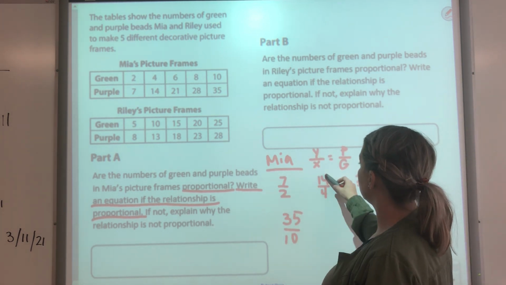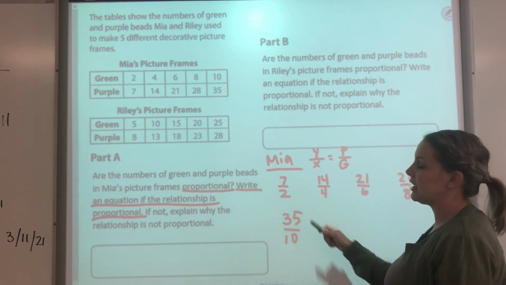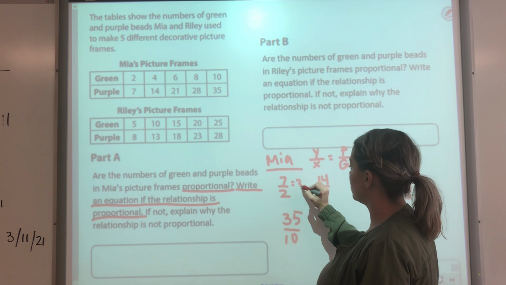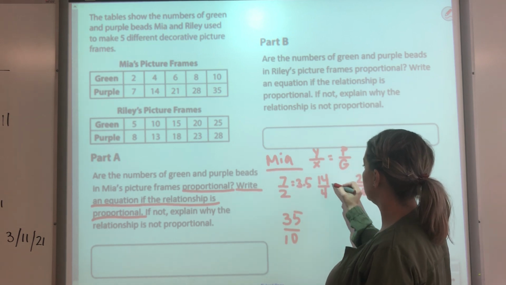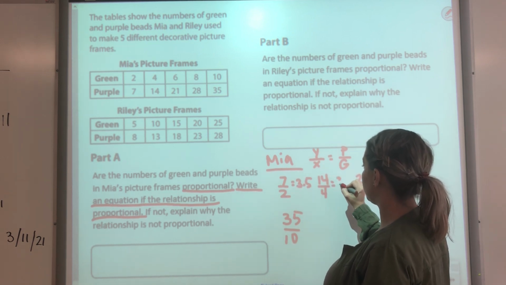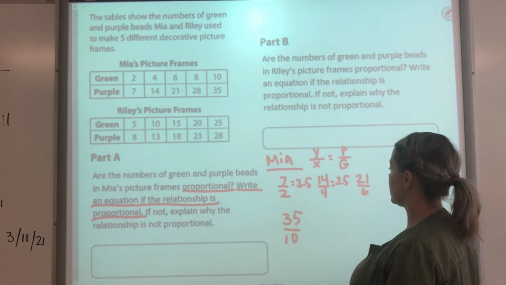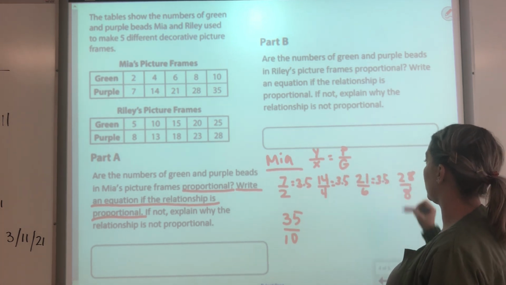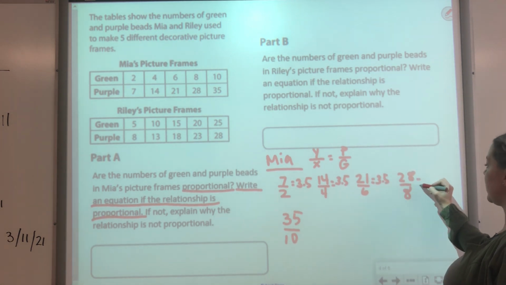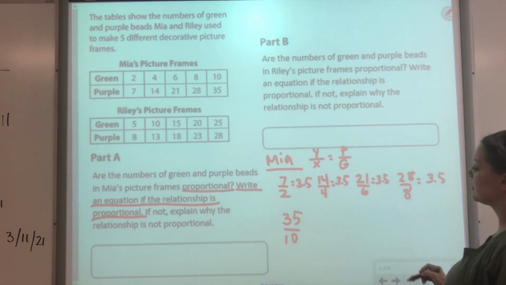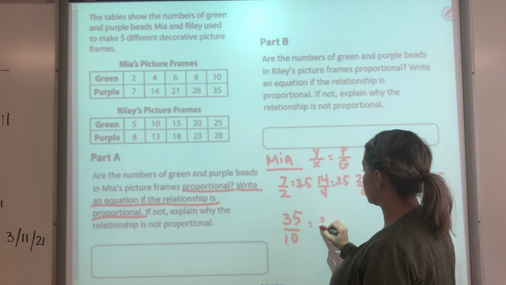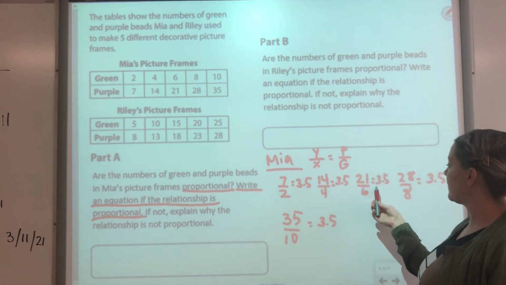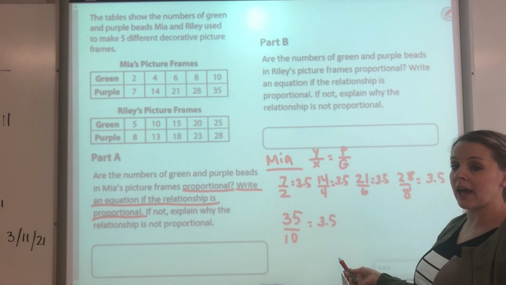So when we look at each one of these ratios, they need to reduce down to the same value. 7 divided by 2 is 3.5. 14 divided by 4 is 3.5. 21 divided by 6 is also 3.5. 28 divided by 8 is 3.5. And 35 divided by 10 is also 3.5. Each one of my values reduces down to 3.5.